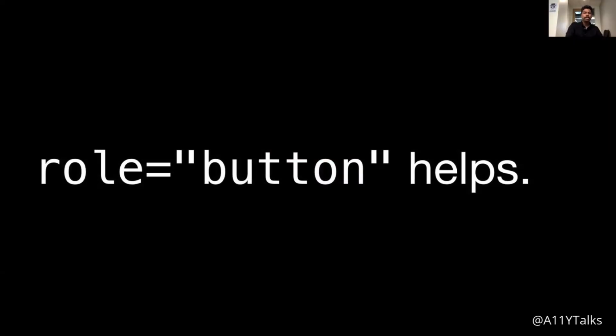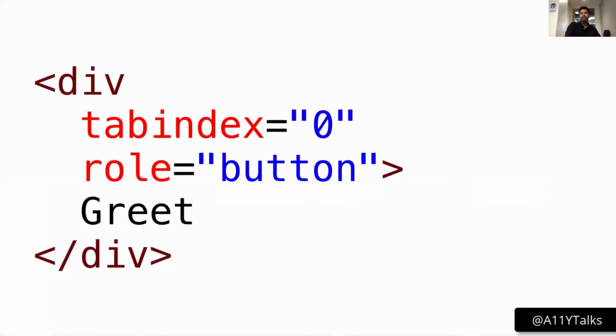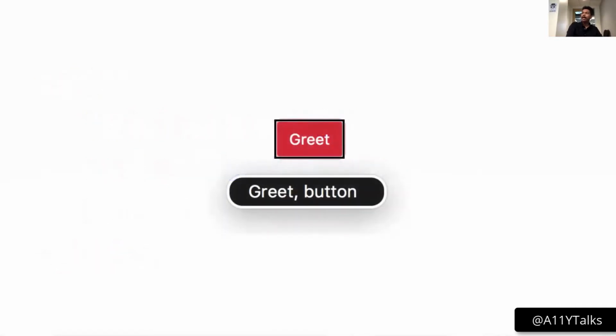So ARIA to the rescue. We can add role equals button. Adding role equals button lets a screen reader interpret it as a button. And finally, we can call this control a button.